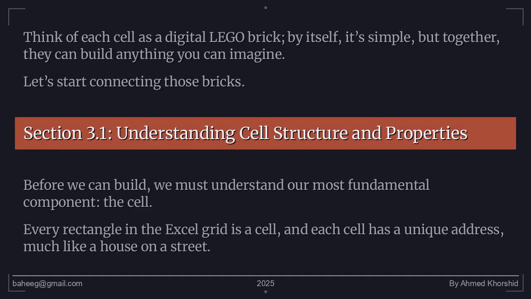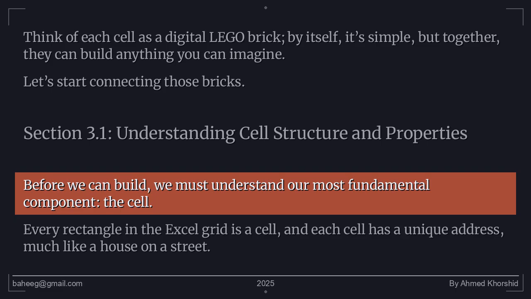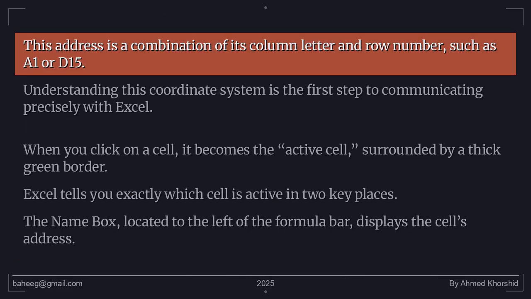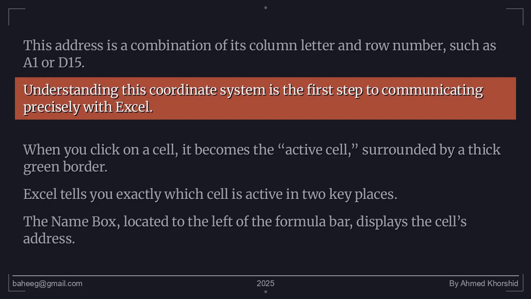Section 3.1: Understanding Cell Structure and Properties. Before we can build, we must understand our most fundamental component, the cell. Every rectangle in the Excel grid is a cell, and each cell has a unique address, much like a house on a street. This address is a combination of its column letter and row number, such as A1 or D15. Understanding this coordinate system is the first step to communicating precisely with Excel.